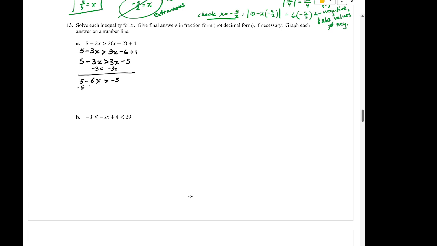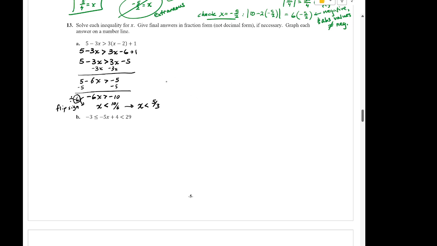And then I'm going to subtract 5 from both sides. So now it's negative 6x is greater than negative 10. And then I'm going to divide by negative 6. Remember, if you divide by a negative, you have to flip the sign. So now x is going to be less than negative 10 divided by negative 6, which is 10 sixths, which you can reduce to 5/3.